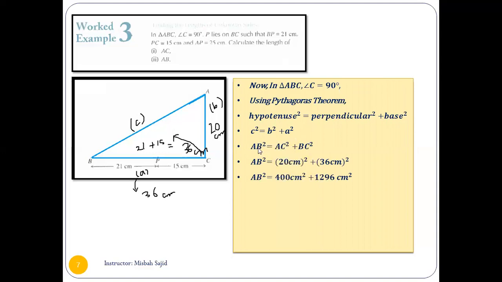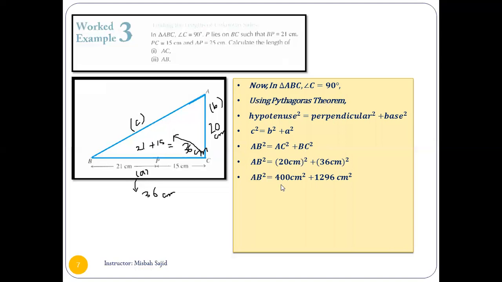So c square would be replaced by AB square, b square would be replaced by AC whole square, and a square would be replaced by BC whole square. We have just calculated the value of BC by adding 21 centimeter and 15 centimeter, which is equal to 36 centimeter. So AC whole square means 20 centimeter whole square, and BC square means 36 centimeter whole square, because the value of AC is 20 centimeter, which we found in the previous slide, and side BC is equal to 36 centimeter.